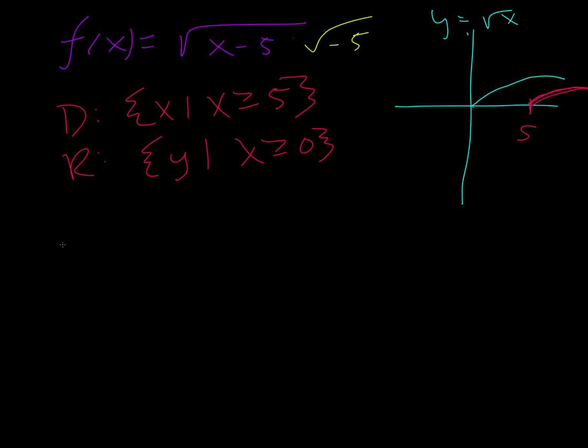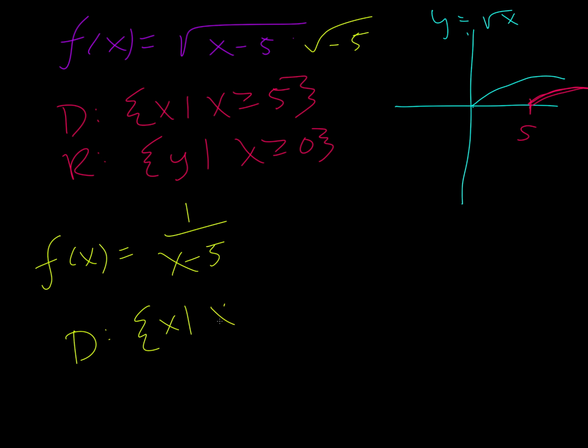Okay, now let's move on to the next one. So we have f of x equals 1 over x minus 5. Now, when we're talking about the domain, on this one, we're going to think, what can we not plug in? We don't want to create division by 0. We would plug in a 5 to create division by 0. So that's what we don't want. So we just say x cannot equal 5.